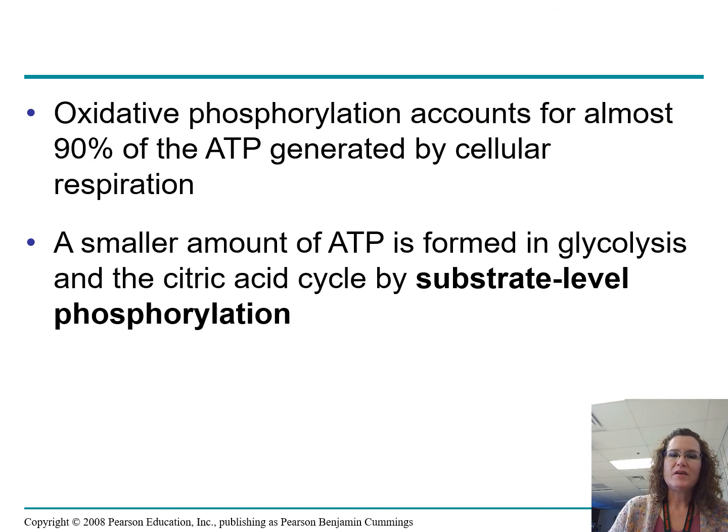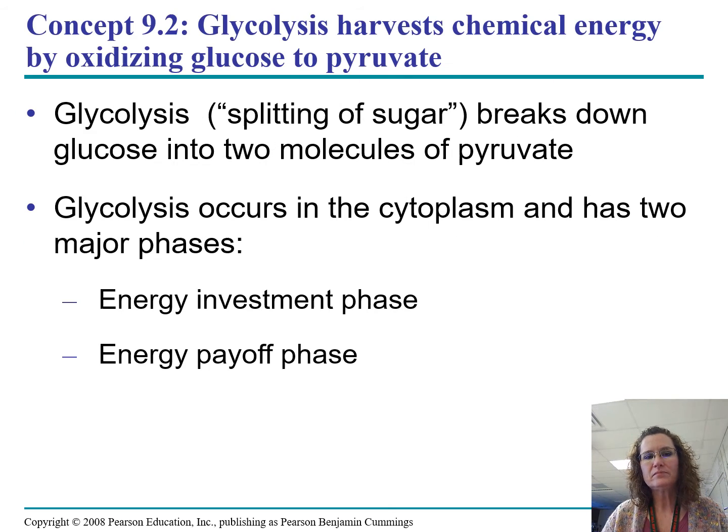Oxidative phosphorylation, the electron transport chain, the third of the three steps, accounts for almost 90% of the ATP generated. We get 2 ATPs net from glycolysis, 2 ATPs net from the citric acid cycle, and then about 34 to 36 ATPs from the electron transport chain. The little bits, glycolysis and the citric acid cycle, are called substrate level phosphorylation. And then this just breaks it down. We're going to talk about the little bits and pieces.